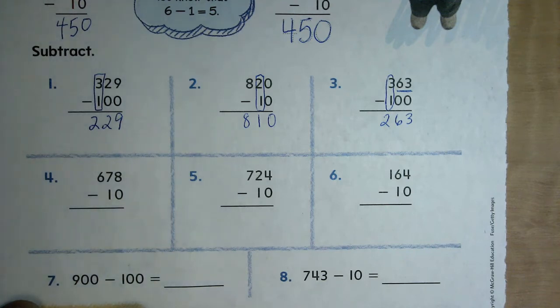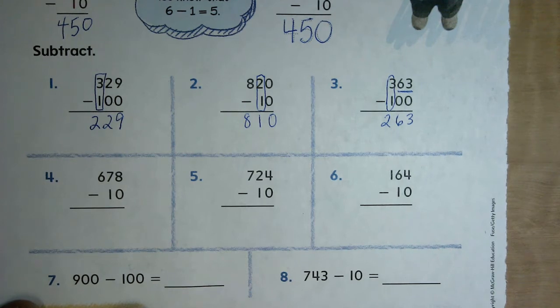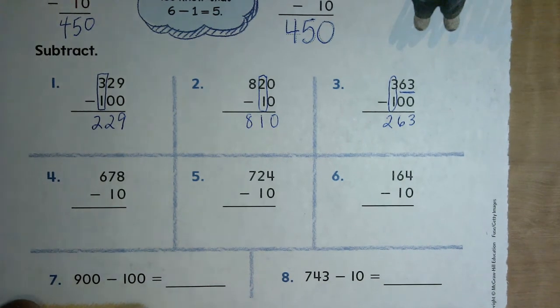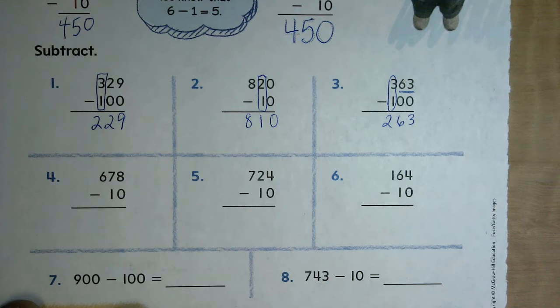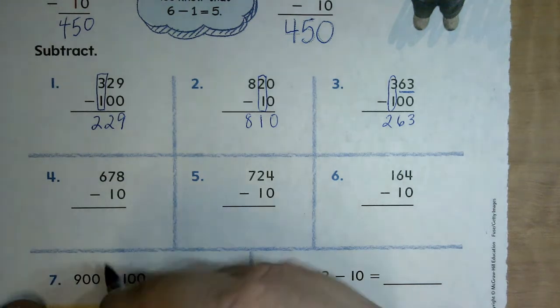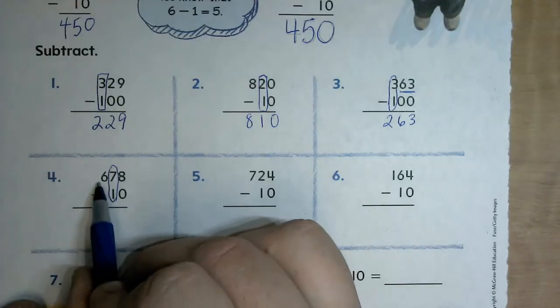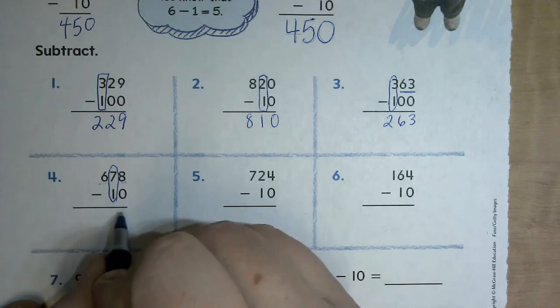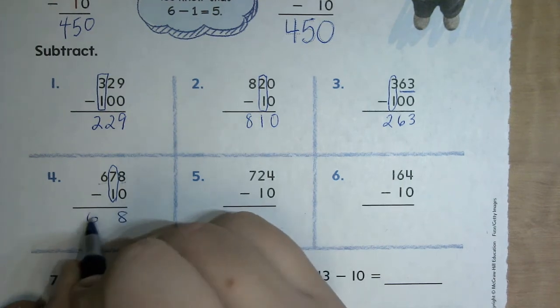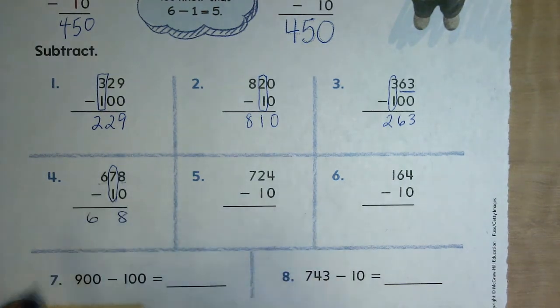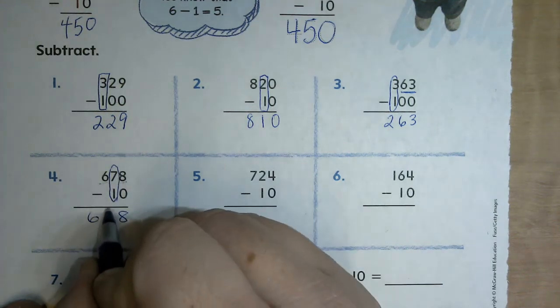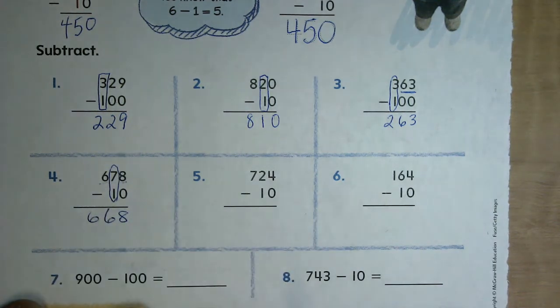All right, I hope that you paused the video and did numbers 4, 5, and 6. If not, pause right now because I'm going to go over these three problems. So for number 4, I'm going to look and say which place value is going to change. Well, it's going to be my tens place value, which means that my hundreds and ones place are going to stay the same. Now I can do 7 minus 1. Well, 7 minus 1 is 6. So my answer is 668.